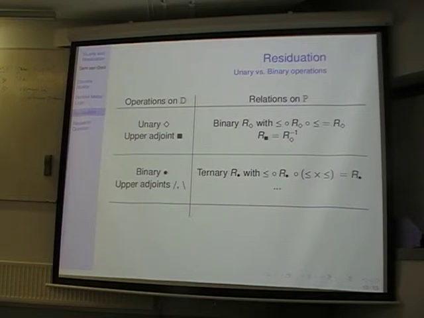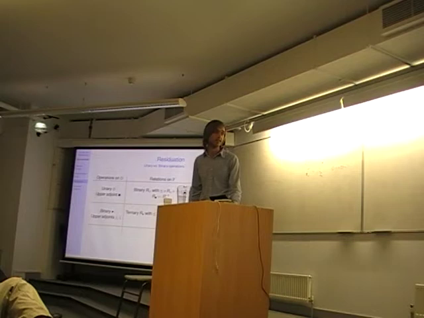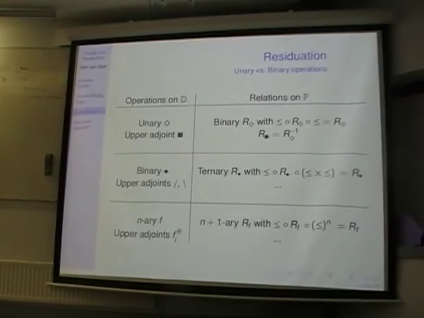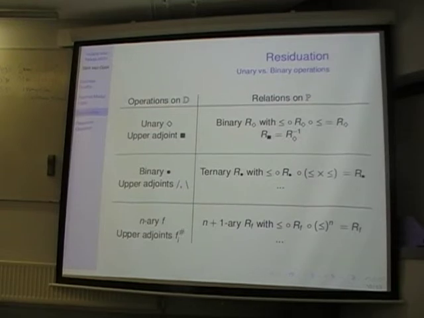So we get, again, upper adjoints, which are denoted by the slash and the backslash that you might recognize also from Michal Moortgat's talk from yesterday. And of course you can go on with this and do it maybe for n-ary functions. If you had a fusion which took n inputs, you would have n upper adjoints depending on which coordinates you fix.